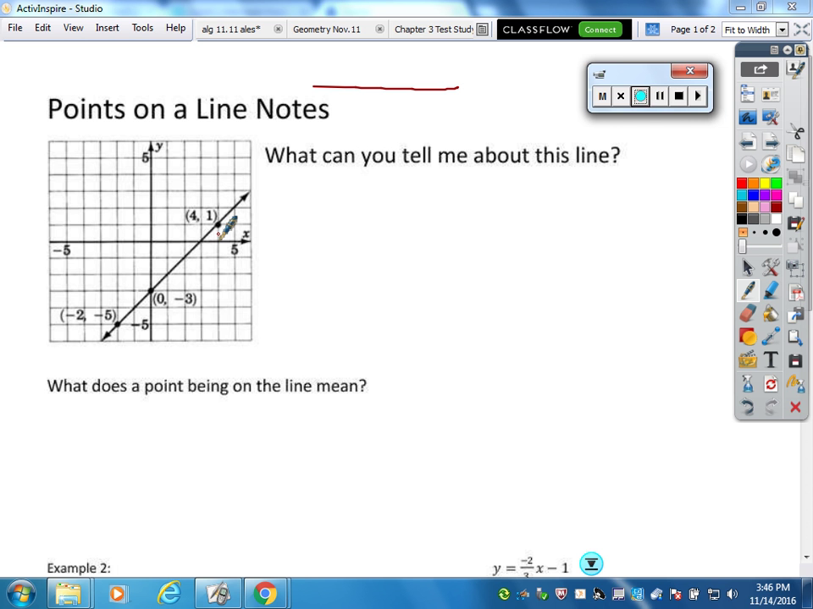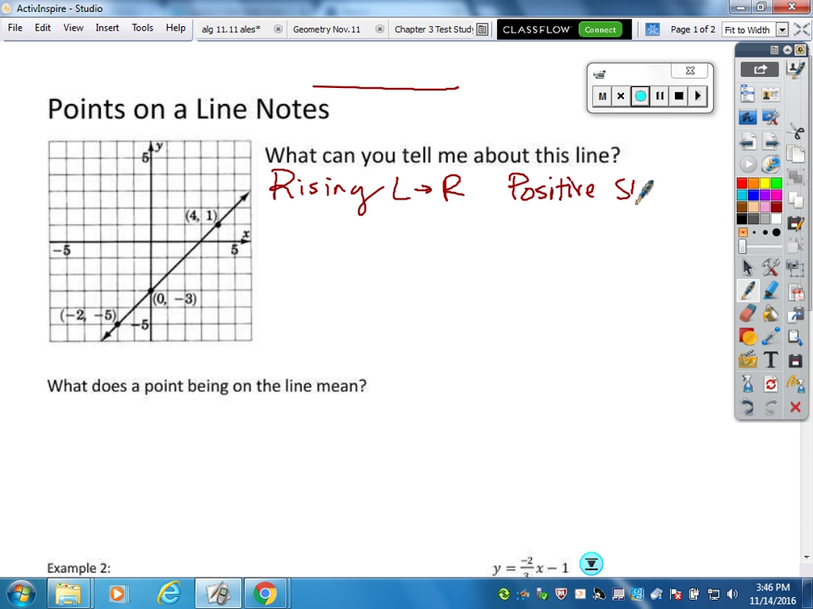When I look at this line, the first thing I notice is it's rising from left to right. If it's rising from left to right, you know that it has a positive slope. So what type of slope does it have? Let's count it, let's do our rise over our run. I see a good point here, and another good point right there. So up 1 over 1, it has a slope of 1. M stands for slope. What else can you tell me about it?